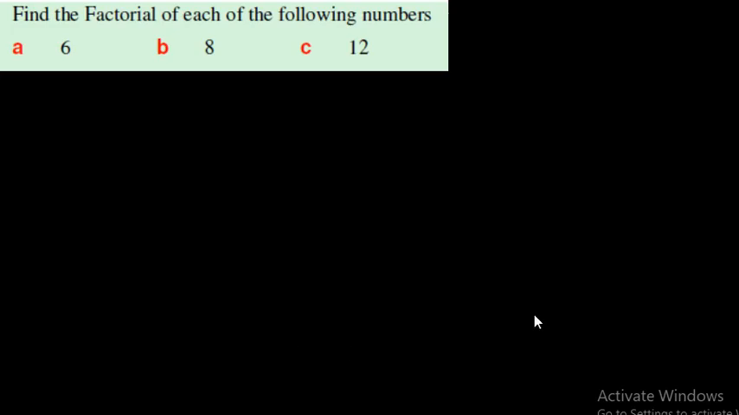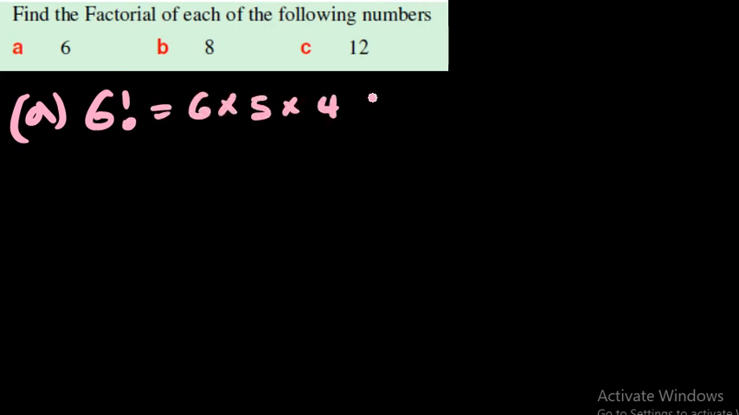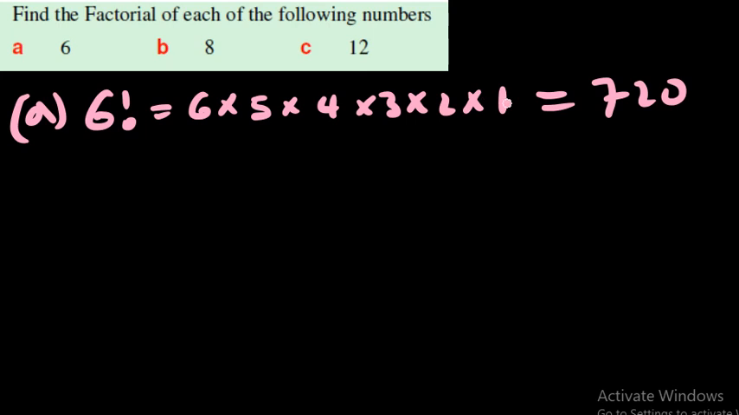Okay. One last question. What does it say? Find the factorial of each of the following numbers. A, we need to find 6 factorial. This is the same as 6 times 5 times 4 times 3 times 2 times 1. That is our definition of factorial. When you multiply, you will get 720. Times 1 actually doesn't have any effect.